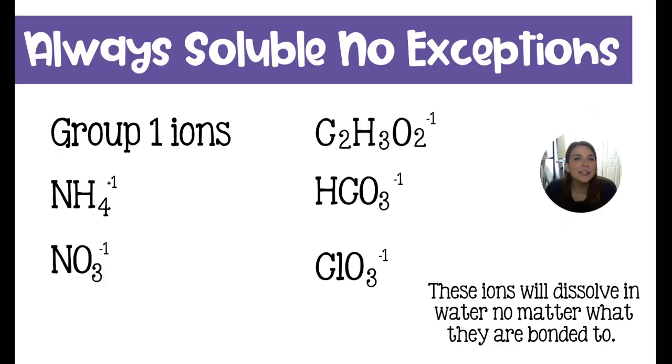There are some ions that love to dissolve all the time, and they're listed here. All of the group 1 ions love to dissolve. Whatever they are bonded to, once they meet water, they break apart. They dissociate immediately. So that's going to be lithium, sodium, potassium, all your group 1 ions. Ammonium also loves to dissolve, NH4. Nitrates love to dissolve with no exceptions. Anything that they are bonded to, they will dissociate from. The same is true for acetate, hydrogen carbonate, and chlorate ions.